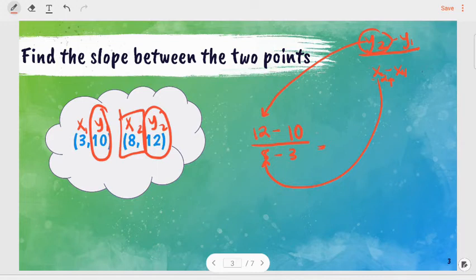And then I simplify. All right, well, what's 12 minus 10? That's 2. What's 8 minus 3? That's 5. I asked myself, can that be simplified? Nope. And so my answer is 2 over 5.